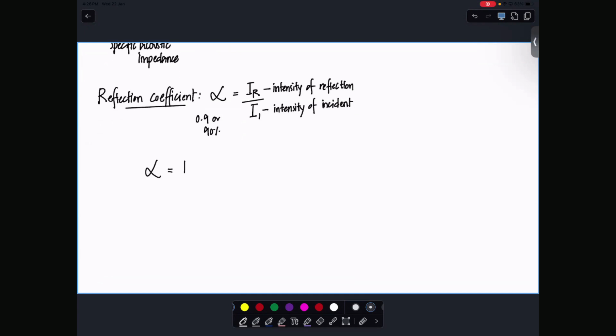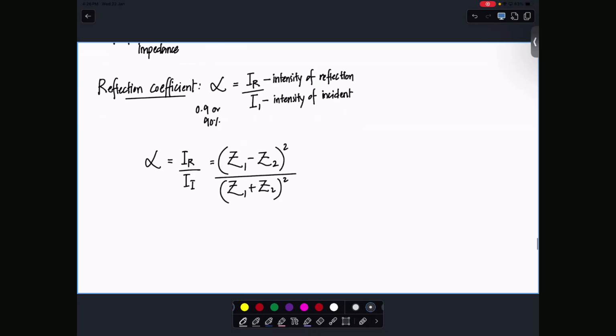Alpha equals the incident reflected ratio. Look at this carefully: we will use Z, Z1 minus Z2 whole square divided by Z1 plus Z2 whole square. Using acoustic impedance you can find alpha. So how do you find alpha?